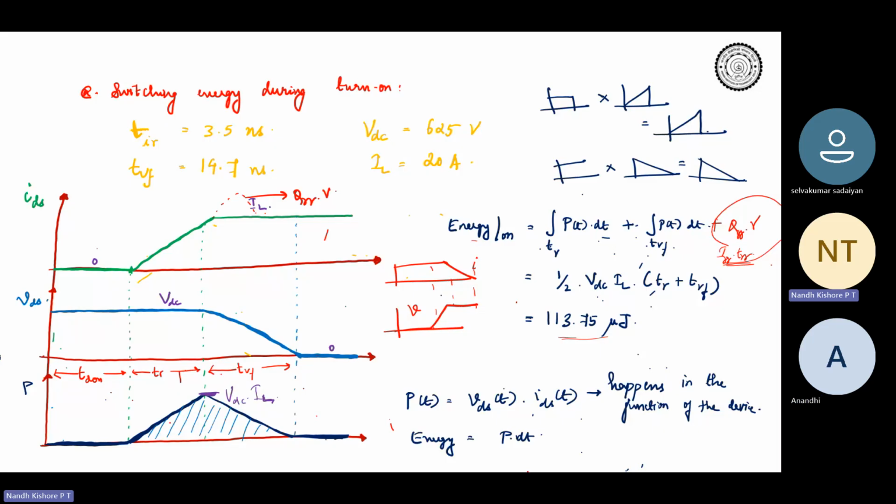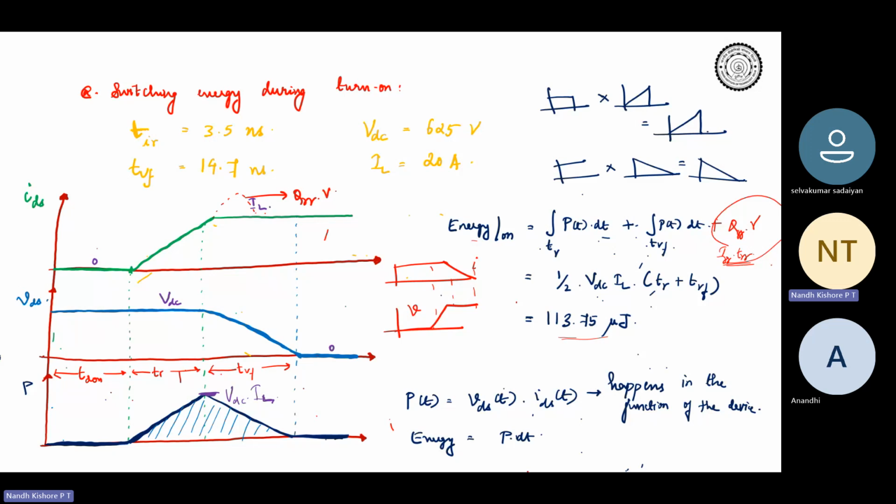The area is just a triangle, right? Two triangles together, half B into H. That is what we have done. So half into B into H. This will give the area, that is your energy.